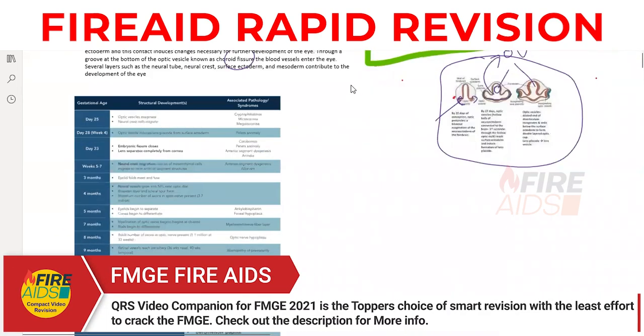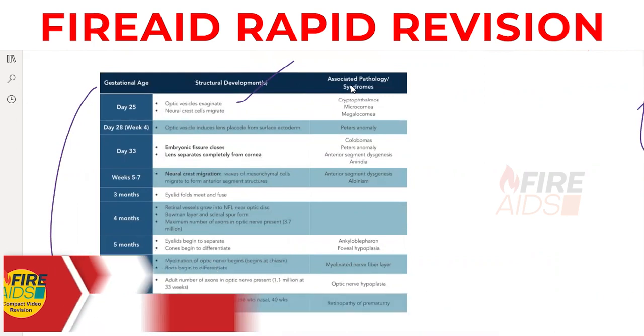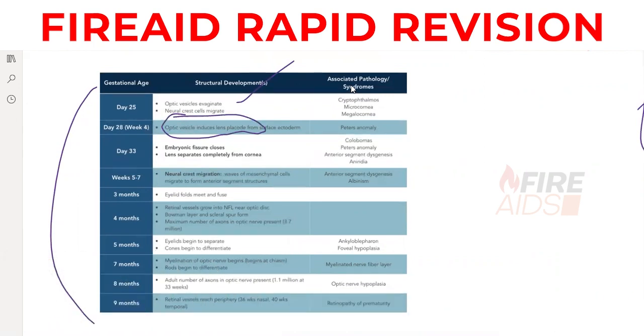Okay. So on every week something is going to happen. We're going to see from day 25. Day 25, that is the third week, optic vesicle evaginates, we just saw. Day 28, the optic vesicle induces the lens placode from surface ectoderm. Very important MCQ: induces lens placode. So day 28, that is week 4.